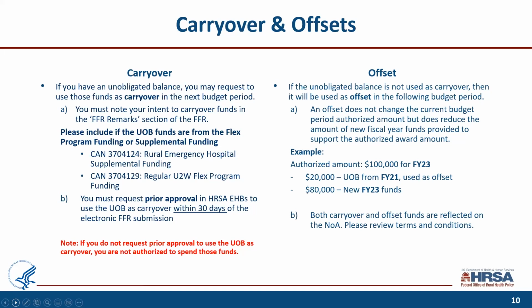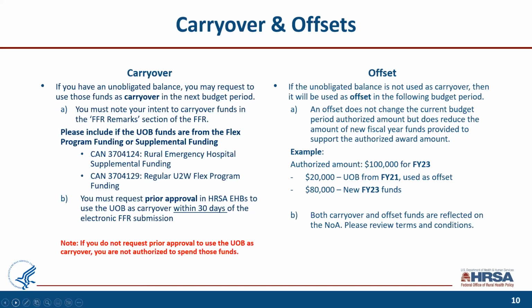So here's an example. Let's say there is a UOB of $20,000 from FY21 that was not approved as carryover. And the authorized amount for FY23 is $100,000. So HRSA is going to provide $80,000 of new FY23 funds. And then we're going to take the $20,000 UOB from FY21 as offset. So the $80,000 of FY23 funds and the $20,000 of the FY21 funds combined will provide the authorized amount of $100,000 for FY23.